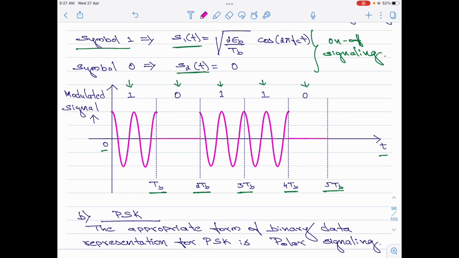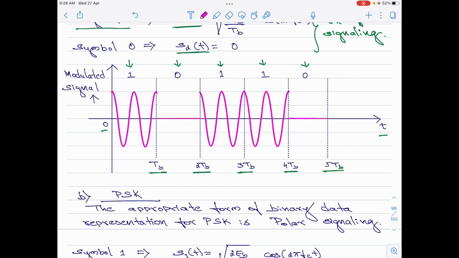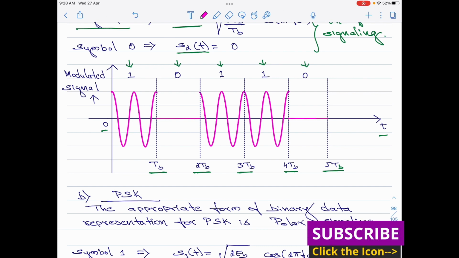So, whenever bit 1 appears, all you need to do is to plot the carrier signal for a finite number of cycles, and whenever bit 0 appears, you turn off the transmitter. Therefore, nothing is transmitted for that bit interval. If you continue using this concept, then for the given binary sequence, you will be very easily able to plot the modulated signal waveform, which is what is shown here. Right, that is about ASK.